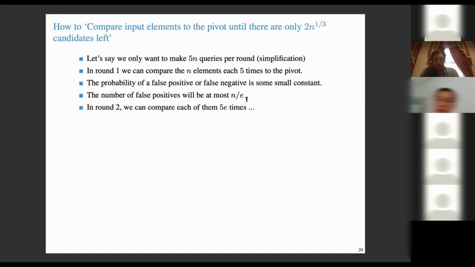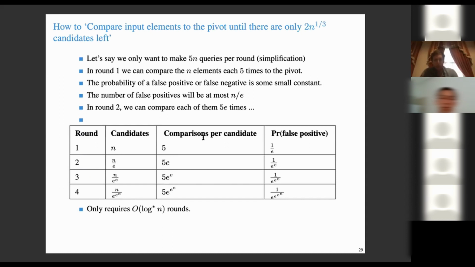And that's just the idea here. And if you continue this, you'll actually see something very interesting. So initially, round 1, we had n candidates, 5 comparisons per candidate. And so we had a probability of 1 over e. And now next time, round 2, we have fewer candidates. So we can just do more comparisons per candidate. And since we do more comparisons, our error probability decreases drastically.